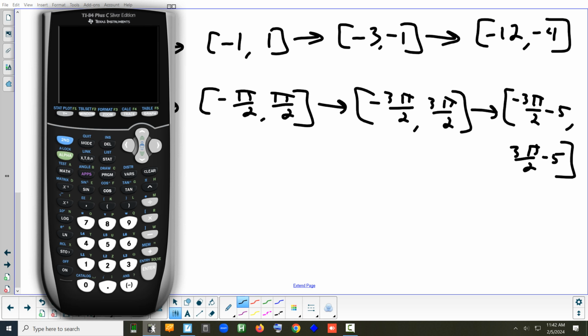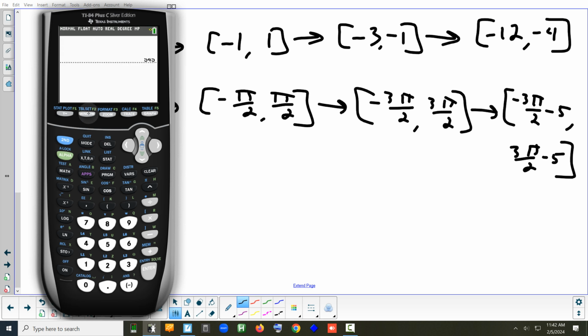Okay, so let's see if we can get a good window. What would be a good x min and x max? I'd rather not have the graph right on the edge of the screen. Yeah, so I guess -13, -5. Yeah, we could go -13, -5. And now let's figure out what -3 pi over 2 is.